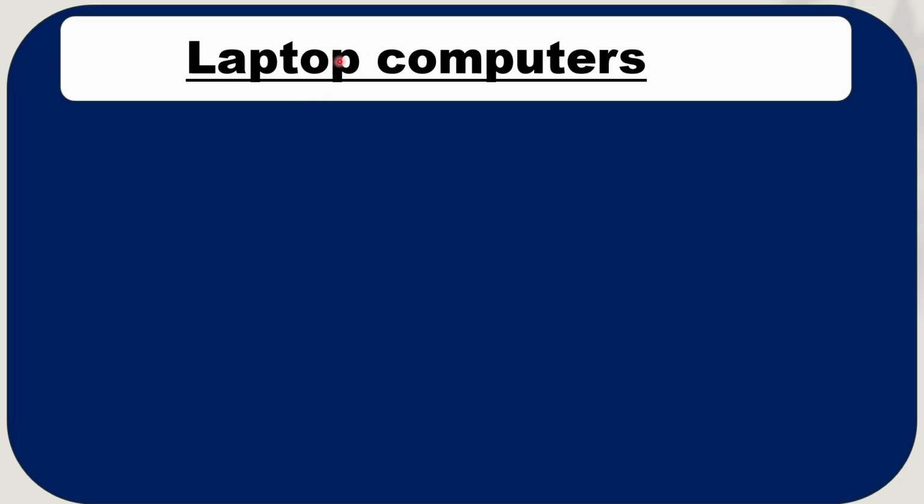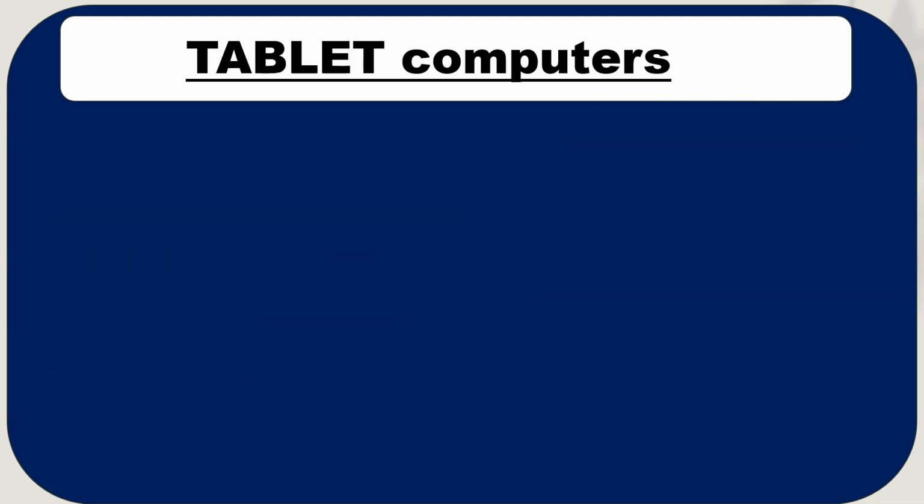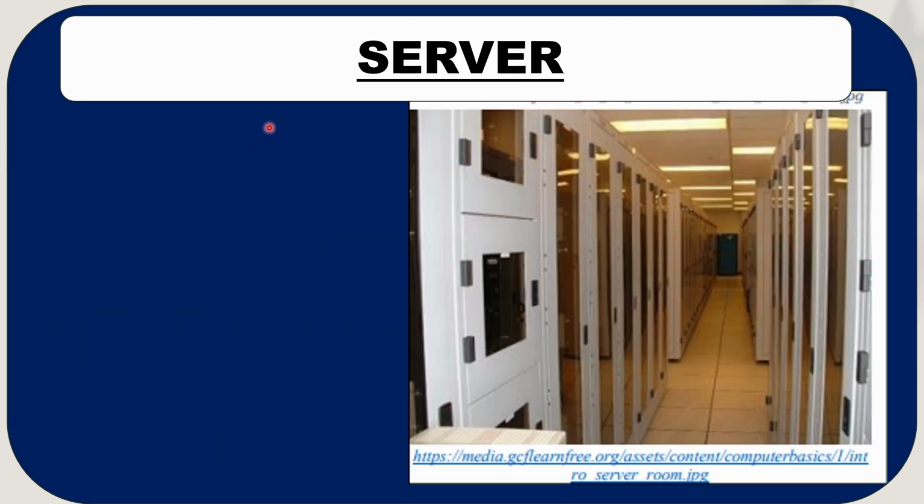Now the next one is laptop computers. Laptop computers are battery-powered computers that are more portable than desktops, allowing you to use them almost anywhere. The next type of computer is tablet computers. Tablet computers, or tablets, are handheld computers that are even more portable than laptops. Instead of a keyboard and mouse, tablets use a touch-sensitive screen for typing and navigation. So this is another type of computer.